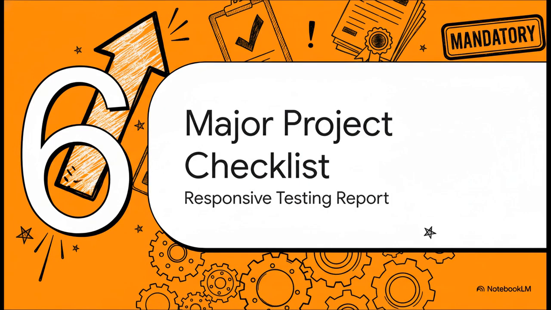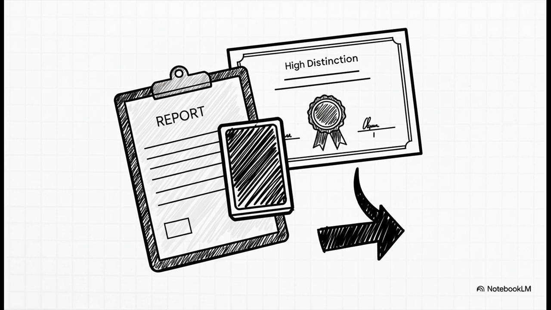Which brings us to the final piece of the puzzle. This is the tangible thing you're going to hand in. It's called the responsive testing report. And honestly, getting this right is one of the easiest ways to show your marker that you know what you're doing. And let me be absolutely crystal clear on this.